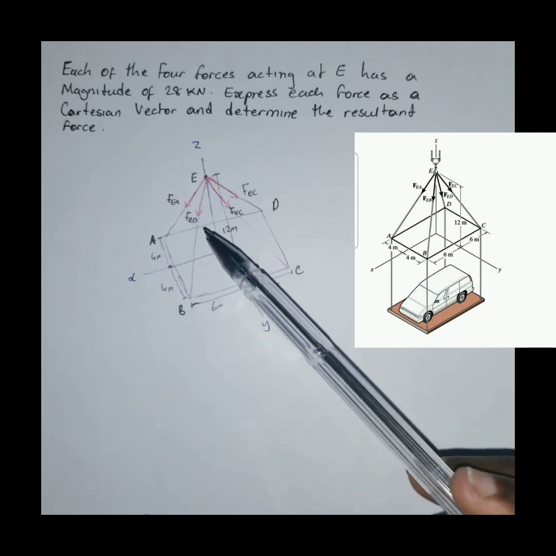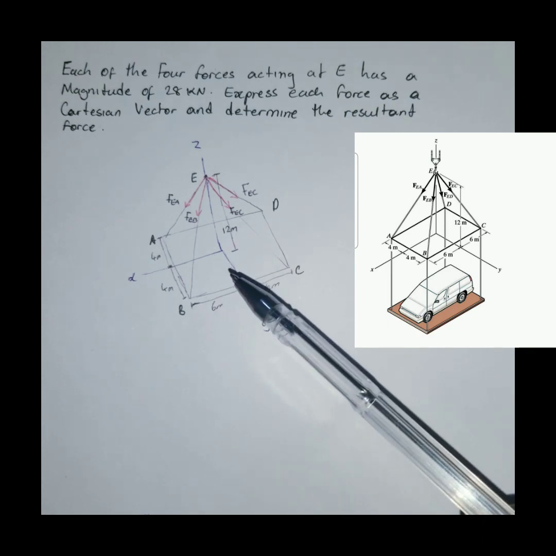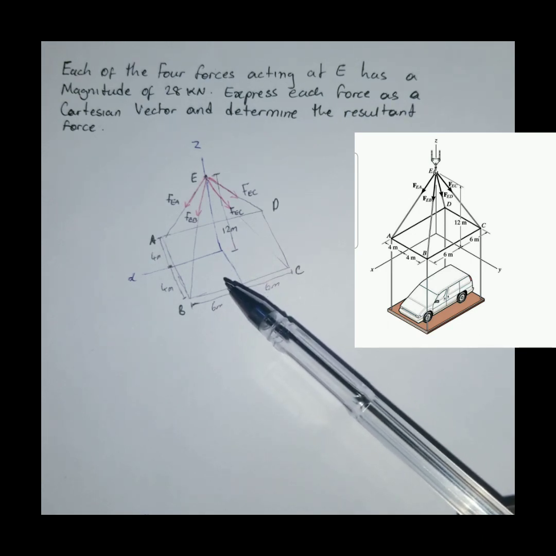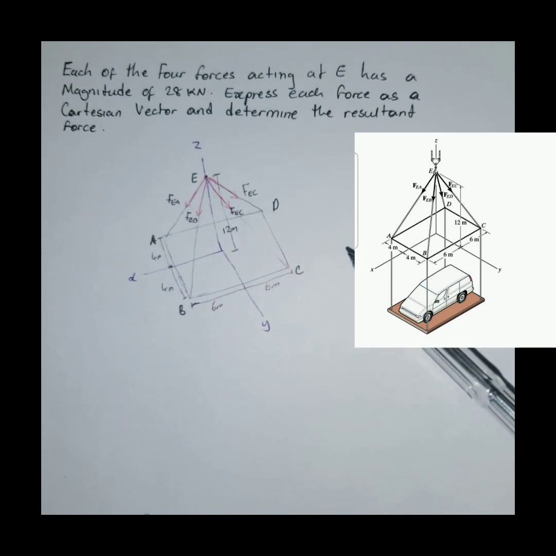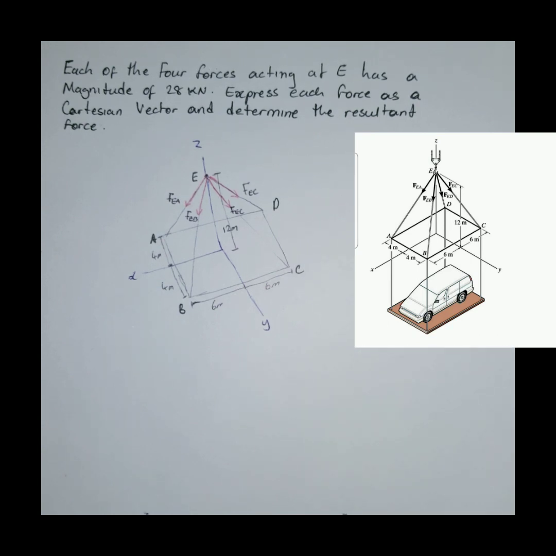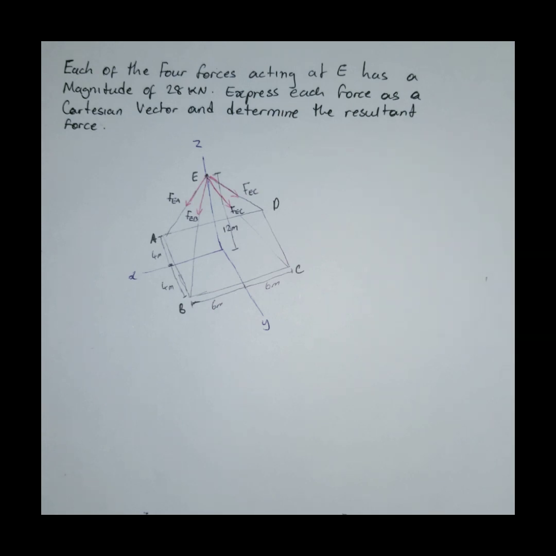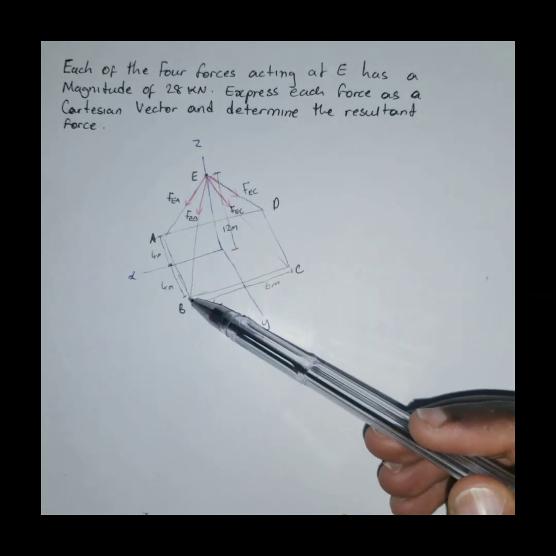and these should be tension cables, and we have four forces that are a result of the weight of the car in the box. So we want to express these forces in Cartesian vector form. To begin with, we're going to make use of position vectors of the line of action of these forces.